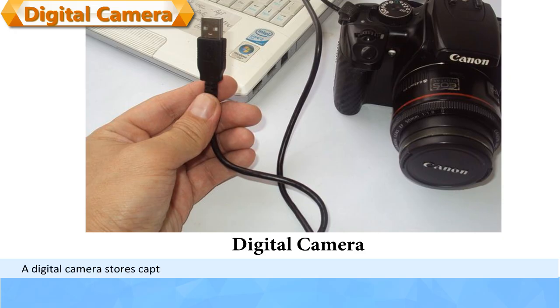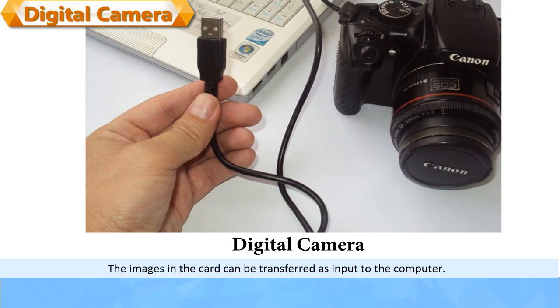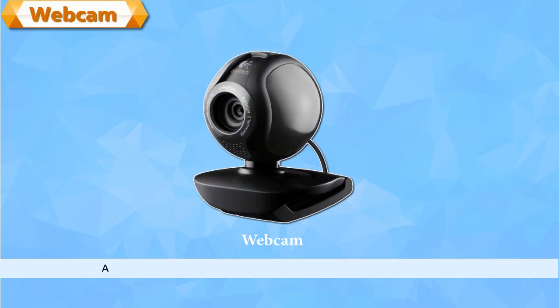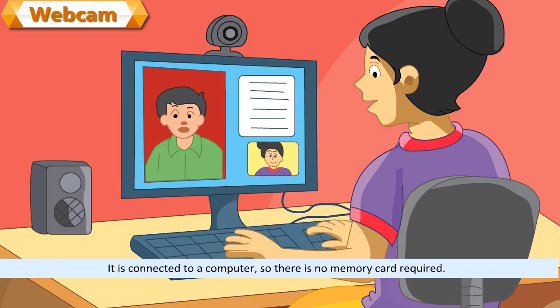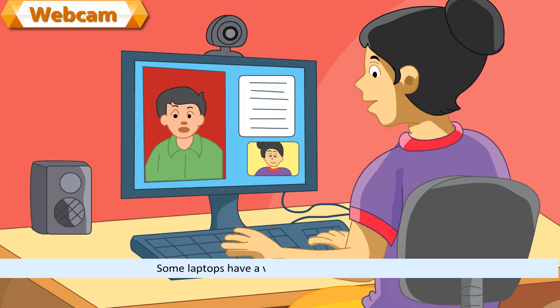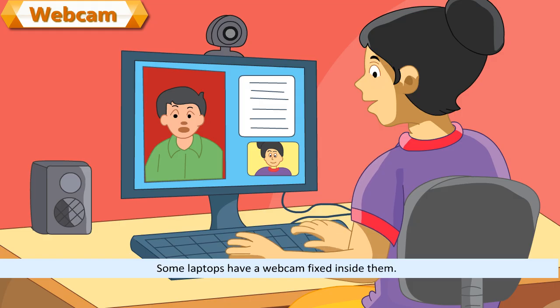Digital camera. A digital camera stores captured photos in a removable memory card, which is fixed inside the camera. The images in the card can be transferred as input to the computer. Webcam. A webcam captures photos and stores them directly on the computer. It is connected to a computer, so there is no memory card required. Some laptops have a webcam fixed inside them.